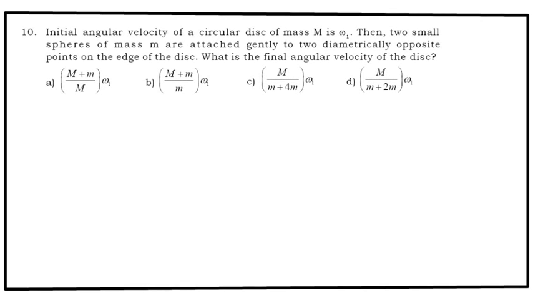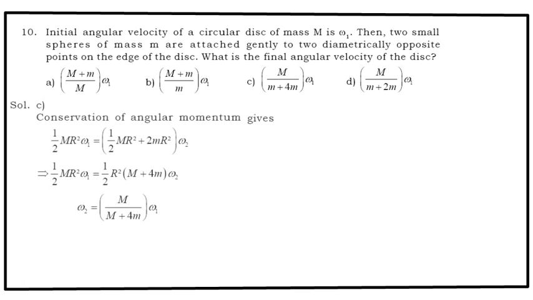Problem number 10. Initial angular velocity of a circular disk of mass capital M is omega 1. Then two small spheres of mass small m are attached to two diametrically opposite points on the edge of the disk. What is the final angular velocity of the disk? There is no external torque acting. So I can apply the law of conservation of angular momentum. So that is half MR square into omega 1 is equal to half MR square plus the moment of inertia of two other masses, that is 2m into r square. So I get omega 2 is equal to bracket M upon M plus 4 into small m into omega 1. So the option becomes C.